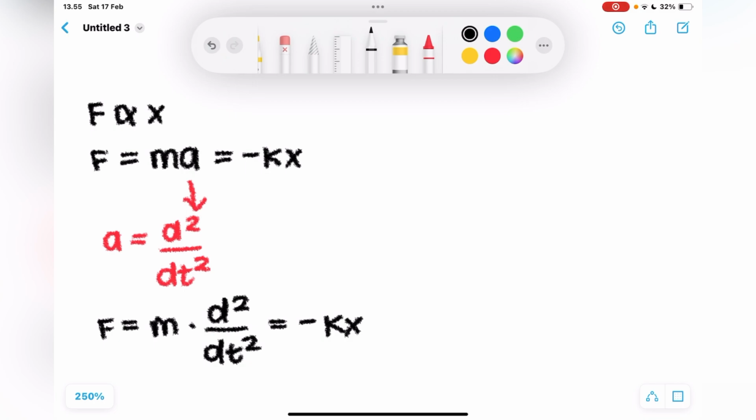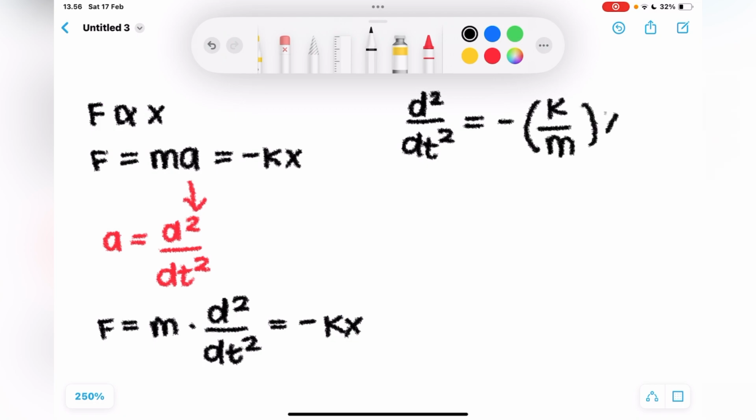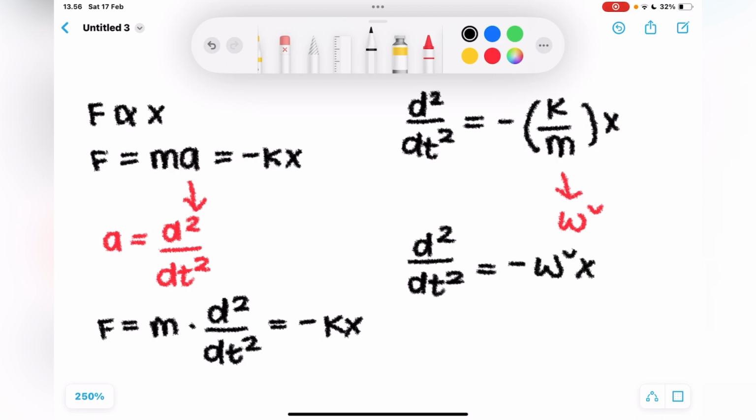And from here, we can divide both sides by m. So here, it becomes d²x over dt² equals negative k over m x. Since we also know that k over m is the angular frequency squared, or omega squared, we can plug this in again. So d²x over dt² is equal to negative omega squared x. So this will be the derived equation.